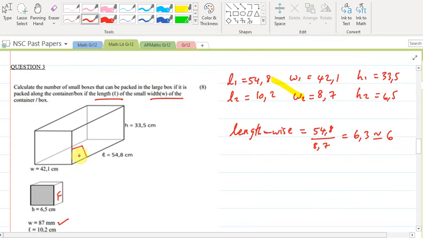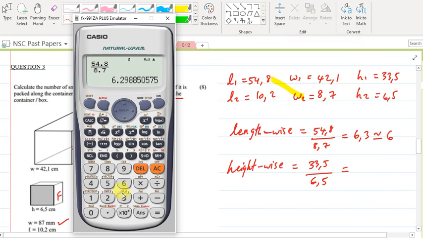6 of them. Then the next one we're looking at, remember the height is just height divided by height, we're not changing the height. So let us write height wise. Height wise we're getting 33,5 divided by 6,5, which is equal to 33.5 over 6.5, which is equal to 5,15, which is approximately equal to 5. So you got 5 layers of these boxes to be packed along the height.